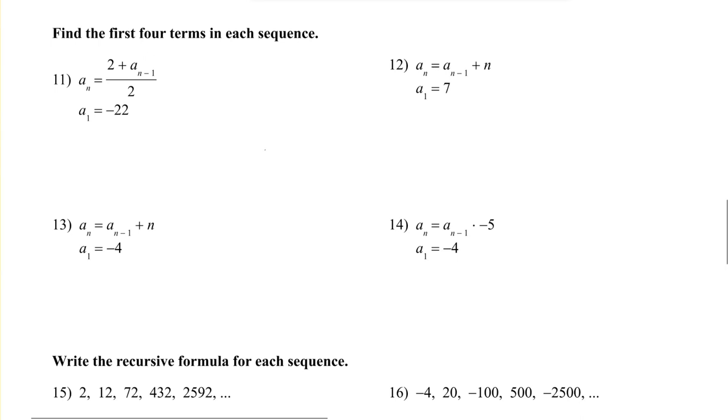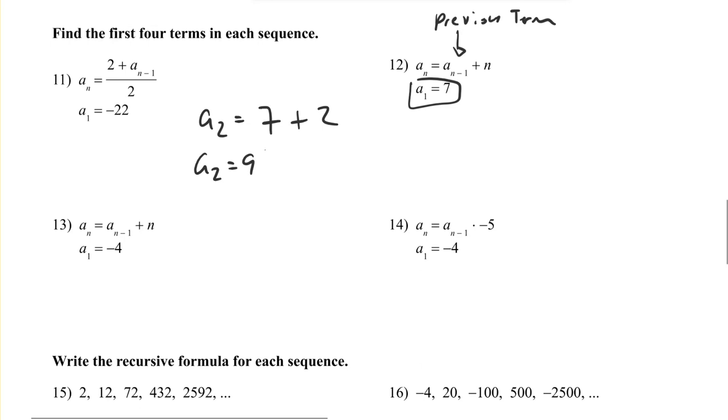Find the first 4 terms in the sequence. So here's our rule, and it says that our first term is 7. So a sub n minus 1 means our previous term. So if we wanted our second term, we'd say our previous term, right? That's a sub n minus 1, which was 7, plus 2. So our second term would be 9.